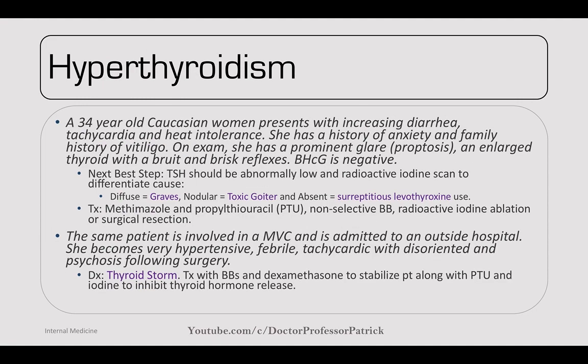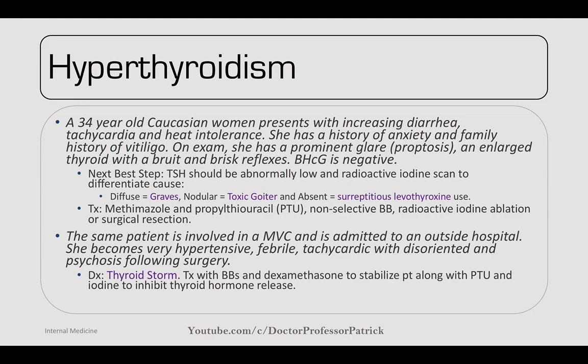Next up, we've got hyperthyroidism. So classically, we'll have a 34-year-old Caucasian woman presenting with increased diarrhea, tachycardia, and heat intolerance. She has a history of anxiety and a family history of vitiligo, so some autoimmune history. And on exam, she has a prominent stare or proptosis, an enlarged thyroid with a bruit, and brisk reflexes. Her pregnancy test is negative here.